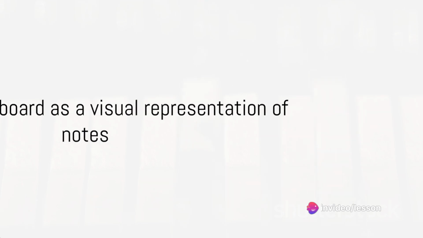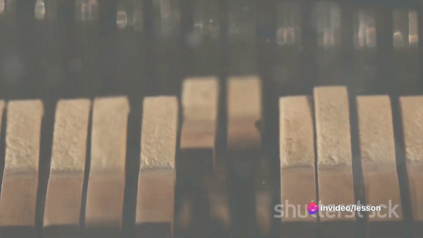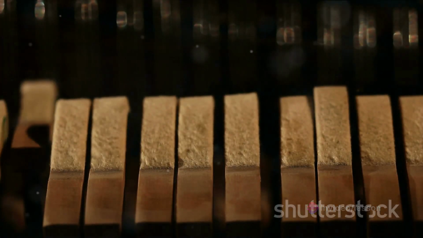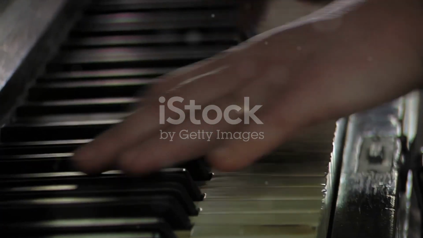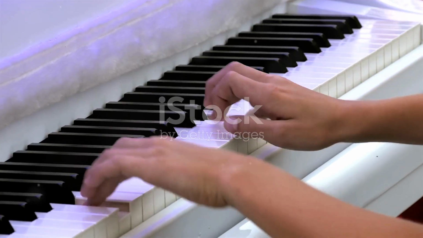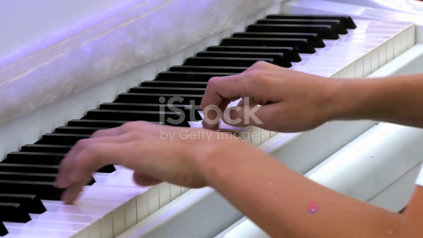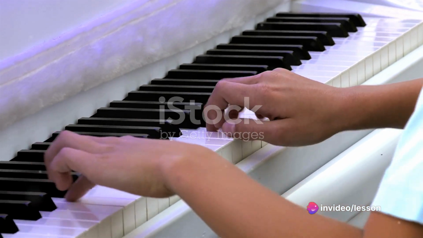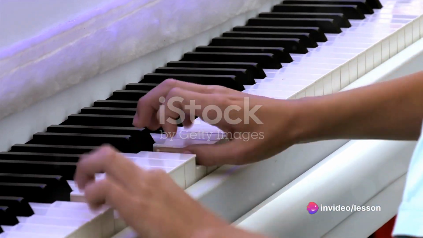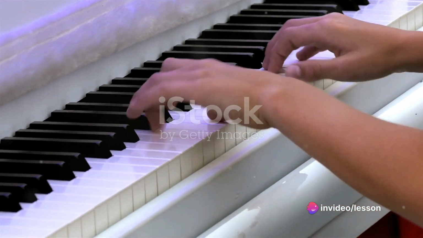Consider the piano keyboard as a map of musical notes. Each key on this map has its own distinct location and sound, which we refer to as a note. Now, if you glance at the piano keyboard, you'll notice a pattern of black and white keys. This isn't just for aesthetic appeal. It's a clever design that helps us distinguish between different notes.